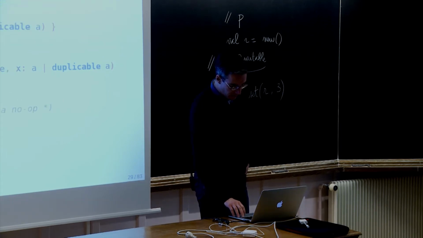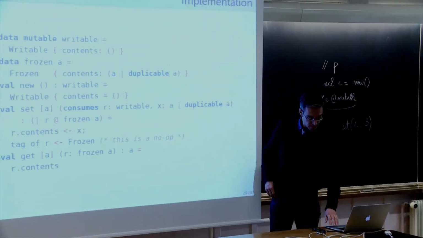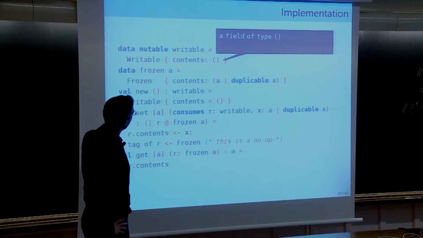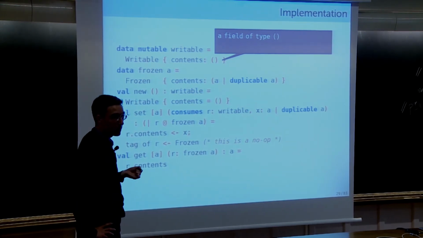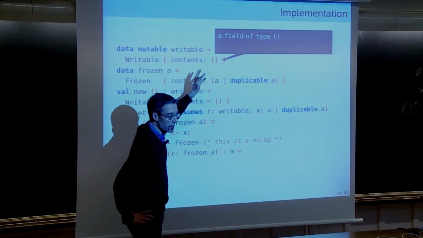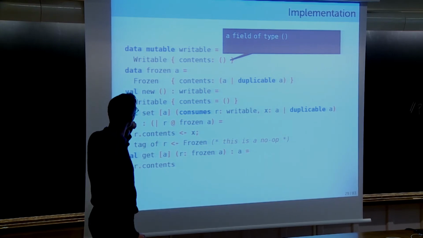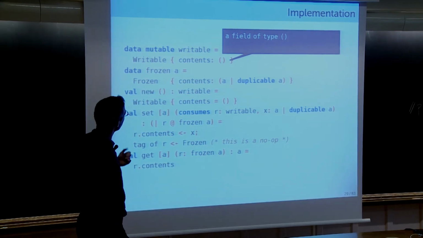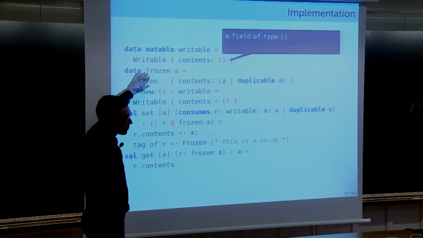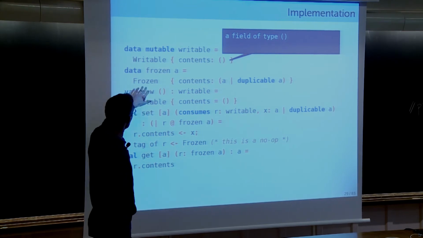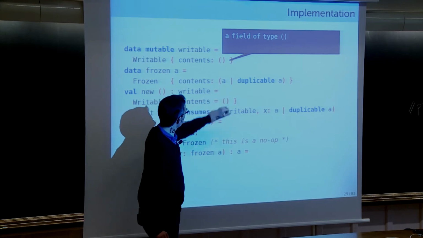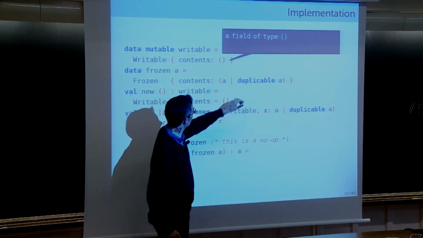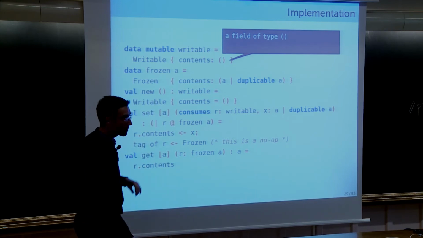Okay, so that's the interface file. And then the implementation, well, there isn't much to say about it, but here I'm declaring writable as a record with one field. Initially, when the reference is allocated, it doesn't contain any useful value, so I'm just using a field of type unit, which is meant to be later mutated, later written. So I'm declaring this type to be mutable, which implicitly means it's also affine. It has a unique owner. And I'm declaring frozen to be immutable just by omitting the mutable keyword.